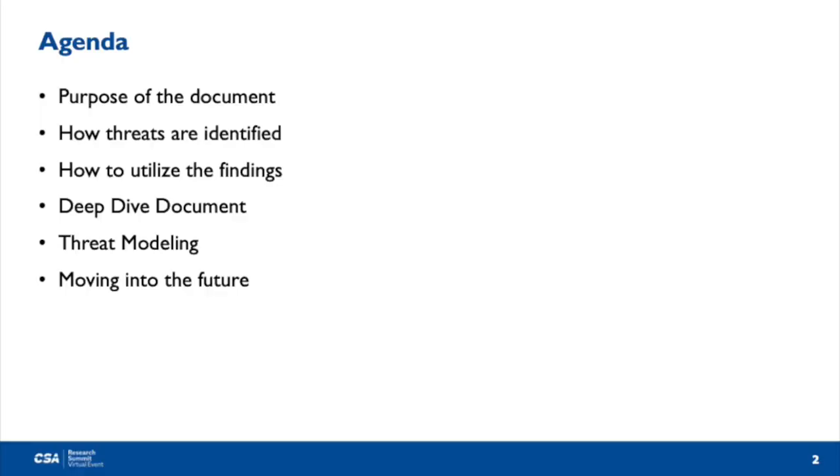So quickly for the agenda, I'm just going to go over the purpose of the top threats report, how we identify the threats, how to utilize them. I know the document is addressing threats, but what's the point of having this document if we don't actually know how to mitigate anything? We're going to get into the deep dive document, the Top Threats Egregious 11 Deep Dive, and take a look at the details within that.